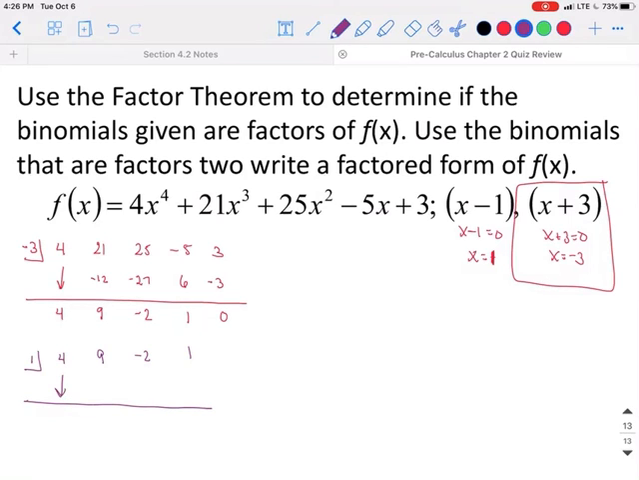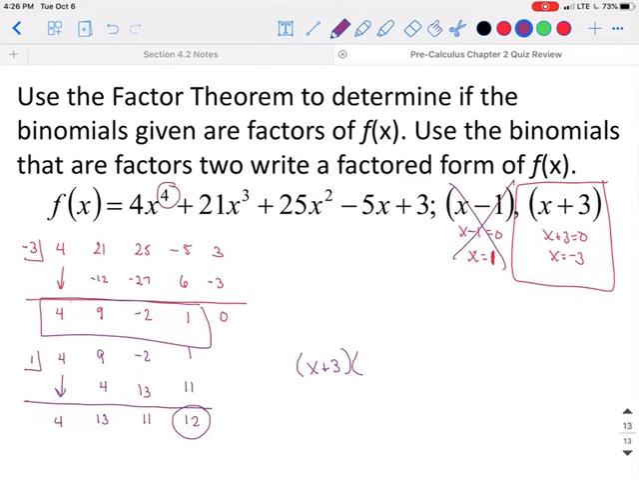Now, if that first one didn't work, we would have to go back to the original problem to start with it again. So 4 times 1 gives us 4. Add down, multiply, add down, multiply, and add down. Since we did not end up with 0, we know that x equals 1 is not a 0 of our function. So to write this in factored form, we know that we factored out an x plus 3, and after we did that, because this was to a fourth power, we're going to be left with a third power. We would be left with 4x cubed plus 9x squared minus 2x plus 1.